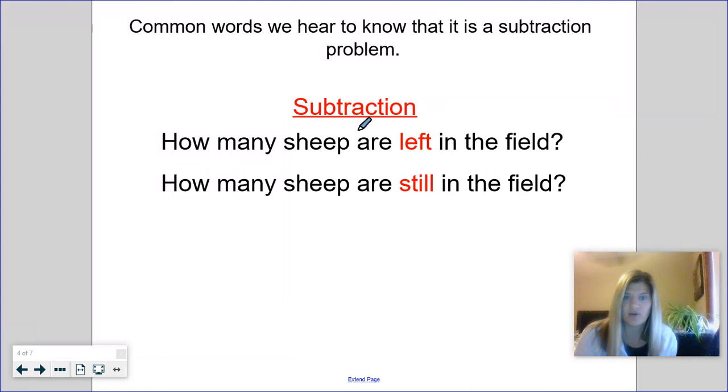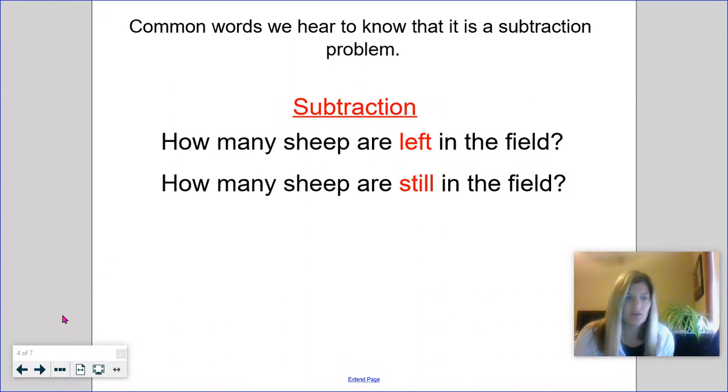How many sheep are left in the field? The word left means they left, they're gone. They took them away. So that means I'm subtracting. Or the question is, how many sheep are still in the field? Meaning some of them left, but some of them still stayed. So that word also tells us that we're going to subtract.